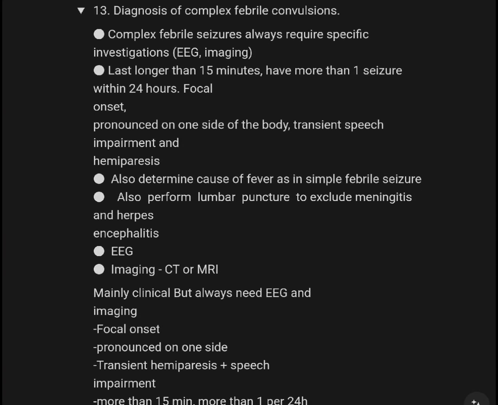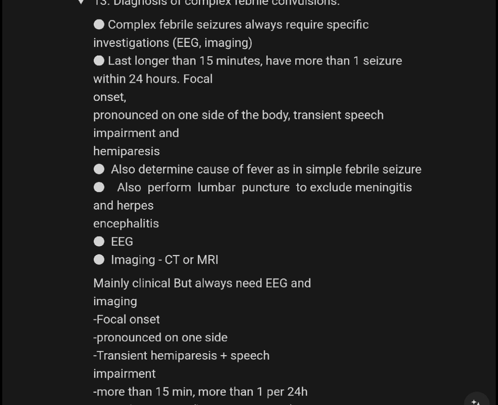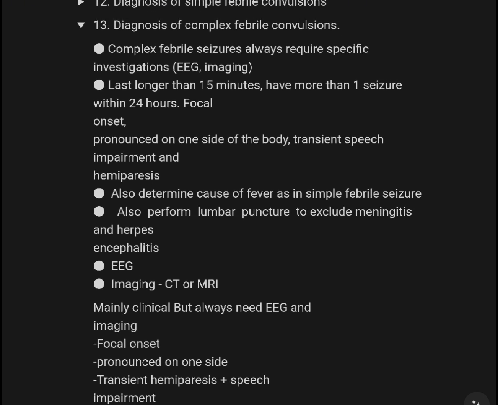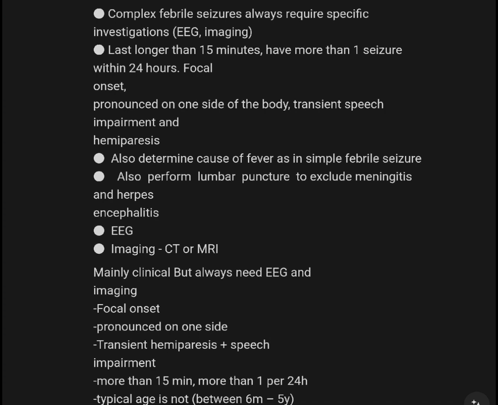Diagnosis of complex febrile convulsions. Complex febrile seizures always require specific investigation, e.g. imaging. They last longer than 15 minutes, have more than one seizure within 24 hours, or have focal onset pronounced on one side of the body, transient speech impairment, and hemiparesis. Also determine the cause of fever as in a simple febrile seizure.